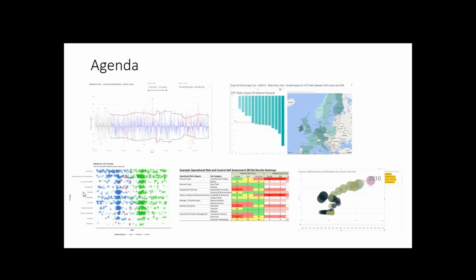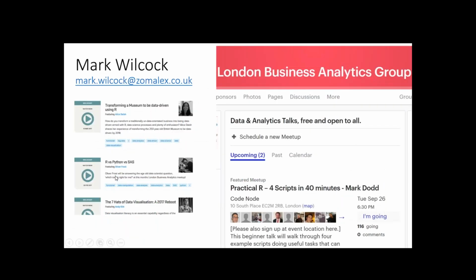So let's get started. And yes, first of all, who am I? I'm a freelance data scientist based in London. More interesting than that is that if you are in and around London or passing through London, I run a very popular data analytics meetup. It's called London Business Analytics Group. We have talks every month. They're free to everybody. They're in central London. They're on a weekday evening, and we don't take it all too seriously.